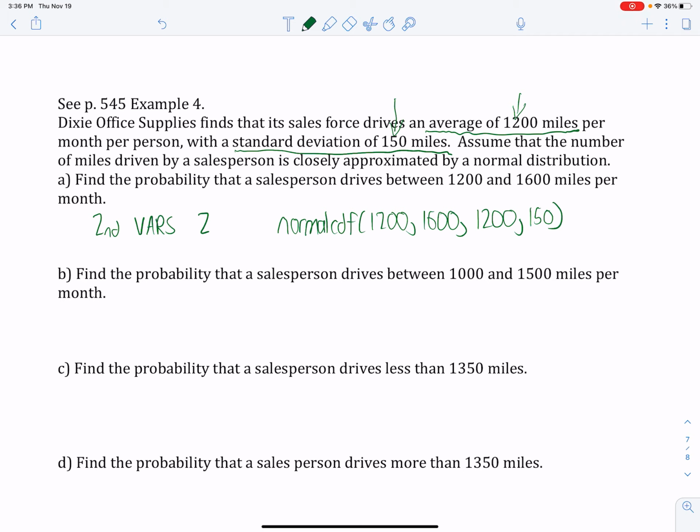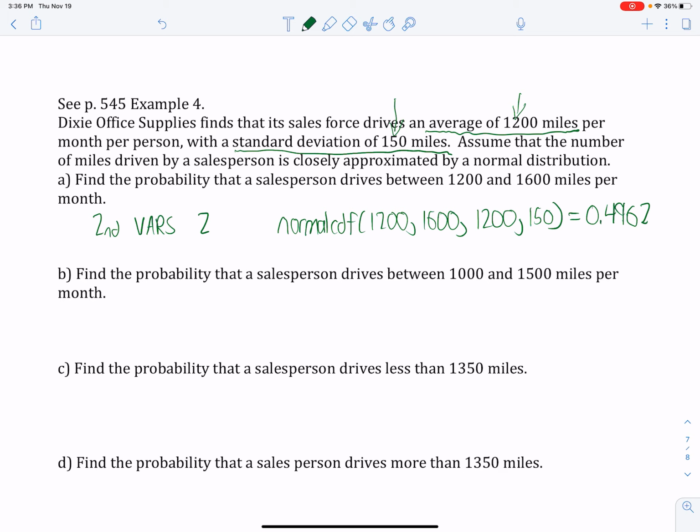Let me take a second here and enter it in my calculator. And I end up just rounded off to about 4 decimal places. We get about 0.4962, just rounded to 4 decimal places.